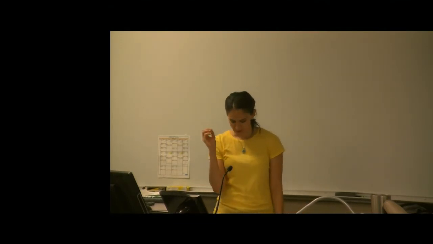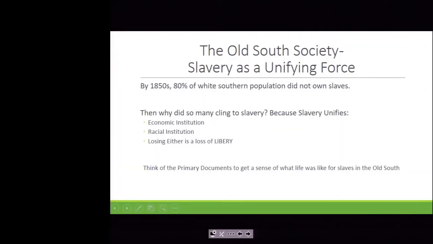Cotton is huge. By the 1850s, cotton is the dominant export of the United States. By the 1850s, 3/4 of the world's cotton comes from the American South. Let that sink in. 3/4 of the world's cotton comes from the American South. The American economy depends on Southern cotton. That's where the money is.